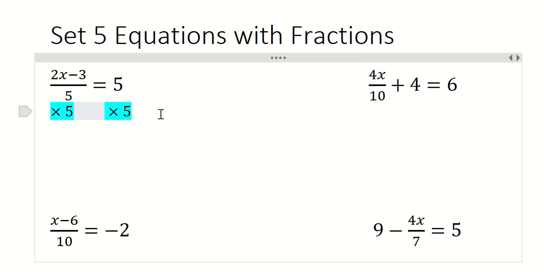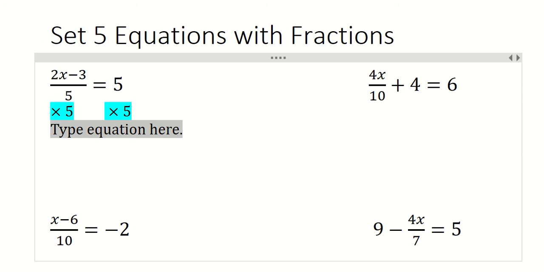All right, what does that do for us? Well, it gets rid of this 5. Now, it's really hard for me to cross this out. Those 5s are gone now, and I'm just left with this bit here on the top. I'm just left with 2x minus 3. 2x minus 3 is equal to, on the other side, I've got 5 times 5 is 25. Now, this equation I'm sure you can all solve.